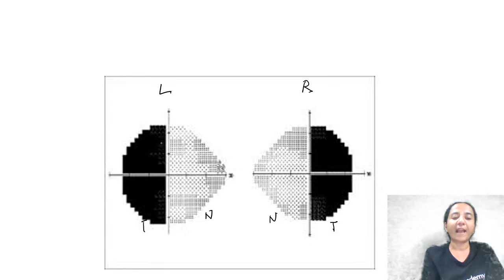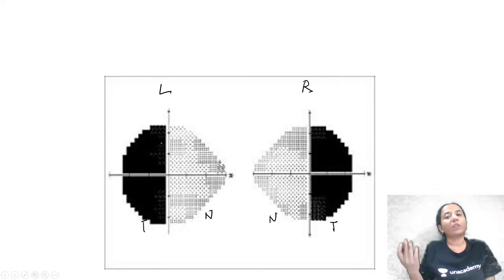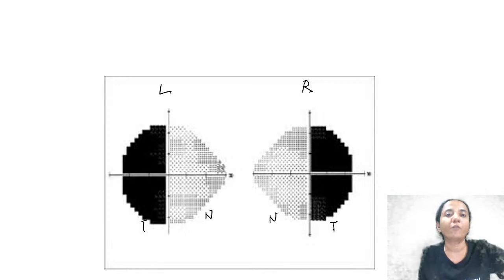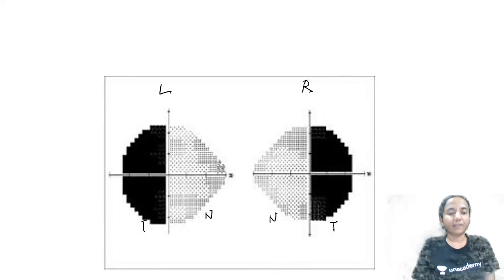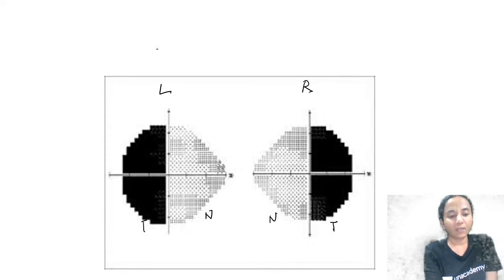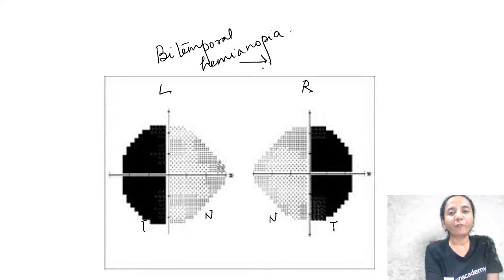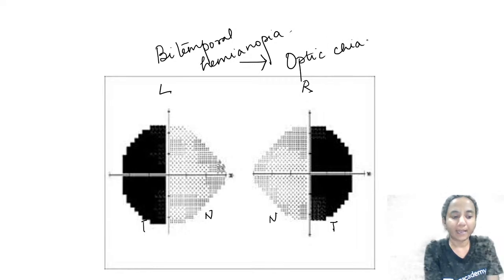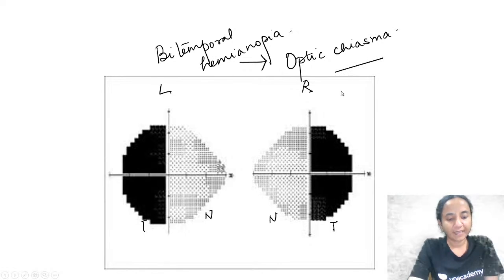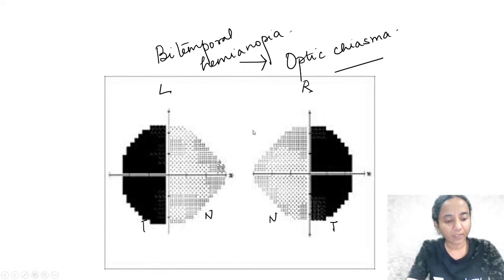Yes. So here see the blackening is on the temporal parts of both the eyes. So what are we going to call this? It's the temporal part of both the eyes. So this is called a bitemporal hemianopia. Correct. And the site of the lesion therefore is your optic chiasm. So here thankfully there is no question of right or left because it's a midline structure. Bitemporal hemianopia site of lesion is the optic chiasm. Right? Let's go to the next question.